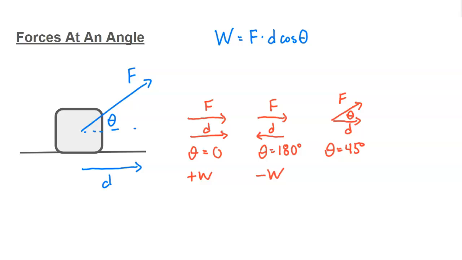Take a look at one more example. If the force and the displacement are 90 degrees, this is an interesting situation. If it's 90 degrees, then cosine 90 degrees is going to be 0. So the work is going to be 0. This is interesting because we saw that work is 0 if the displacement is 0. The work is also 0 if the force is 90 degrees or perpendicular to the displacement.